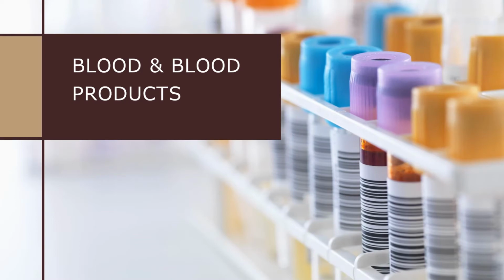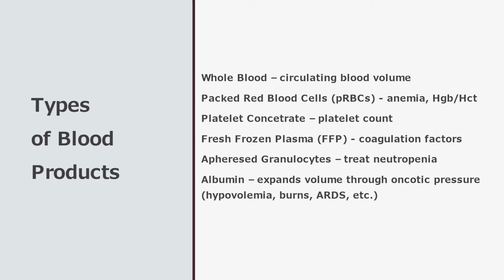All right, the last section here we're going to be covering blood and blood products. The types of blood products are going to be whole blood, which is going to be the entire circulating blood volume, and then you have packed red blood cells. This is going to be used for anemia, and so we're going to need to monitor hemoglobin and hematocrit. And then platelet concentrate, then we're monitoring for platelet count. Fresh frozen plasma, FFP, we're going to be monitoring for coagulation factors. And apheresis granulocytes are going to be to treat neutropenia.